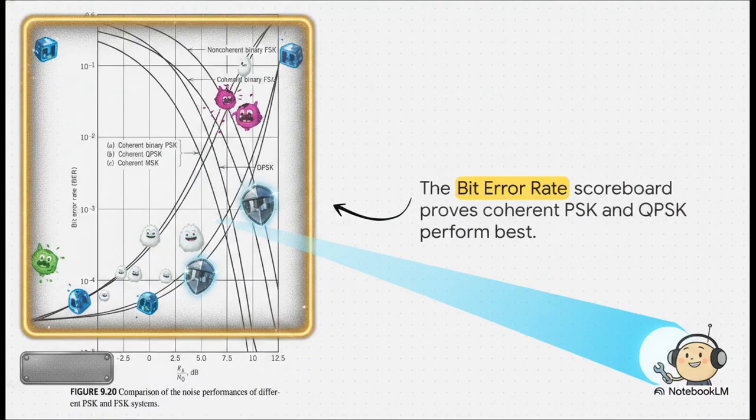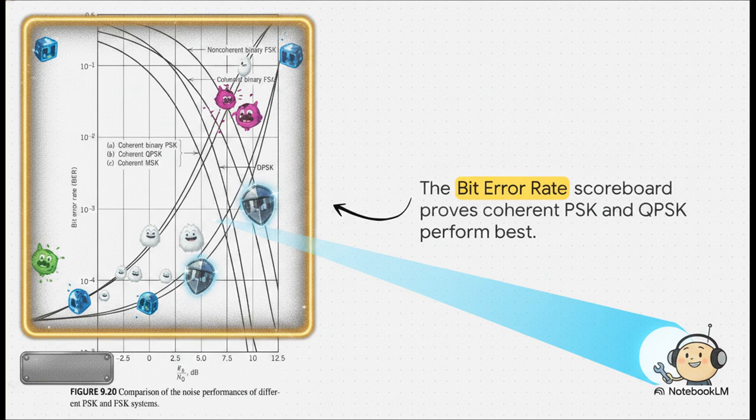Denser constellations come with serious risk, and this bit error rate chart is the ultimate scoreboard. The horizontal axis is basically our signal-to-noise ratio, our signal energy fighting against the channel noise. The vertical axis is the bit error rate. How often does a bit get accidentally flipped by the noise? Now, the lower the curve on this graph, the higher the survival rate.